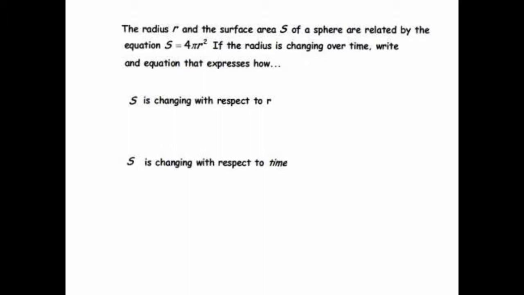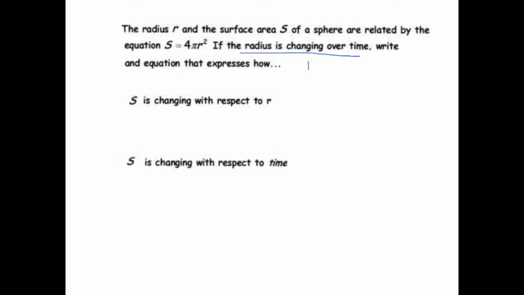So I have here that the radius and surface area of a sphere are related by an equation. So you could say that the surface area is a function of the radius. That's what that equation means. But then it says that the radius is changing over time. So that must mean the radius is a function of time. So you've got the sphere and the radius is growing, which means that the surface area is growing, and the radius is a function of time. I think that's worth writing.